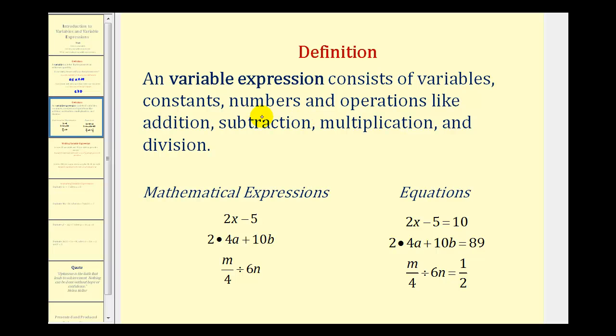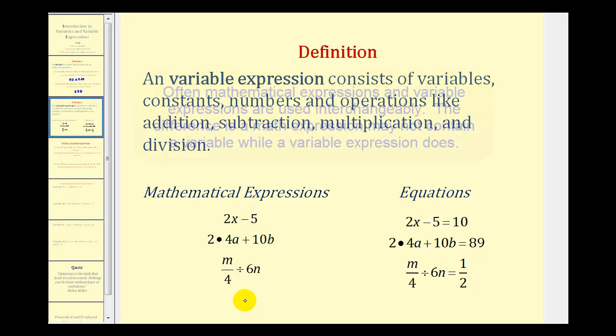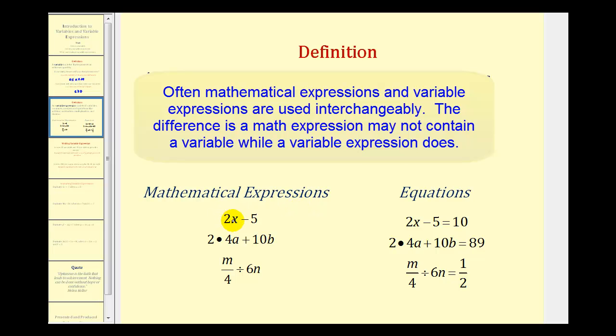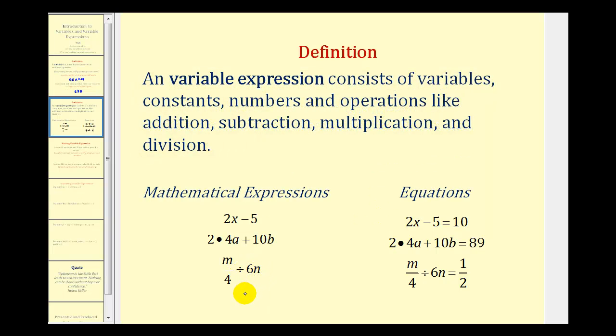Now let's talk about a variable expression. A variable expression consists of variables, constants, numbers, and operations like addition, subtraction, multiplication, and division. So here are three examples of mathematical expressions. The first expression is 2x minus 5. Remember, 2x means 2 times x. Next we have 2 times 4a plus 10b. And the last expression is m divided by 4 divided by 6n. If we knew the values of these variables, we could then evaluate these expressions, which we'll do shortly.